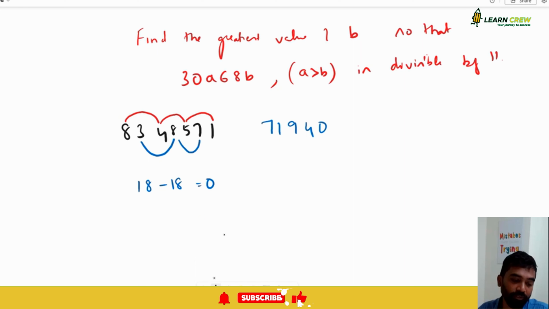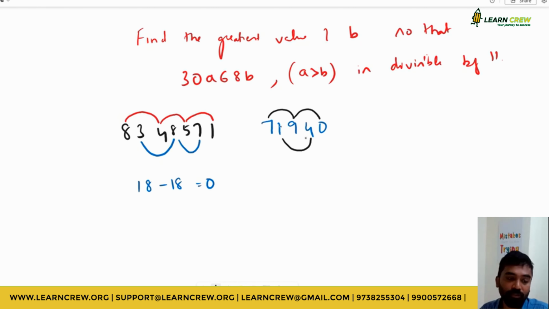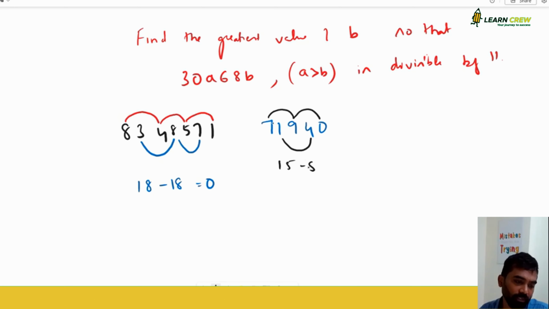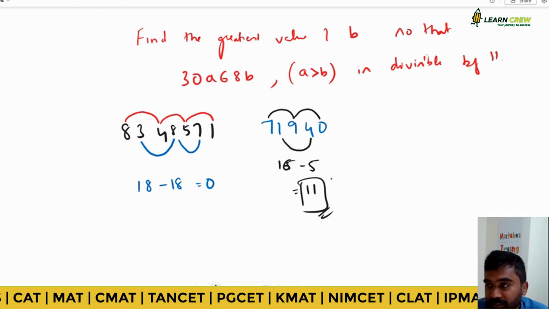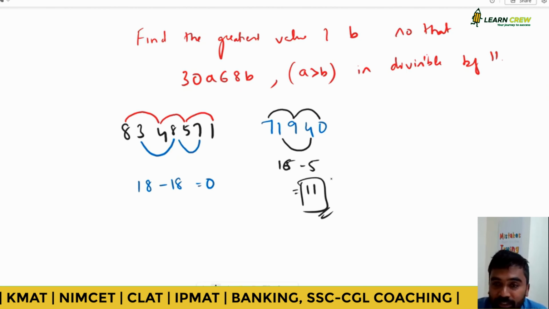71940. Okay. Now the alternate numbers: 7, 9, 0 and 1, 4. It is going to be 15 minus 15. 7 plus 9 is going to give you 16. 16 minus 5, it is going to give you 11. So now this is a multiple of 11. Obviously, this is also divisible by 11. This is the rule for divisibility of 11.